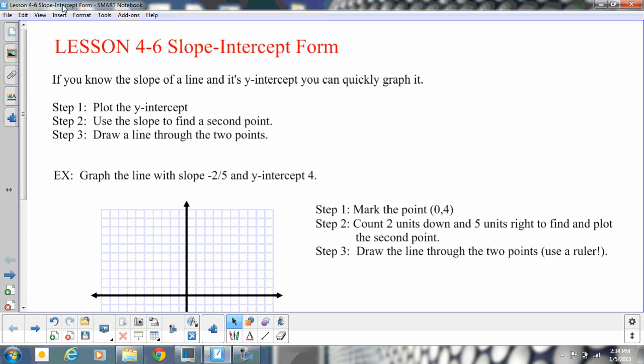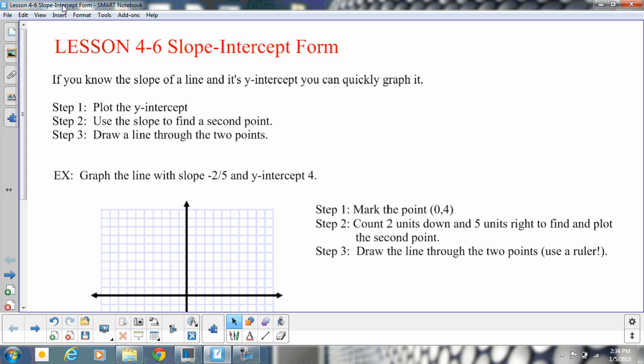Hi, 8th grade. Today I will be showing you a wonderful new way to graph the equation of a line. We're going to be learning something called slope-intercept form. The slope-intercept form of a line is something that will be very useful in your study of algebra. We're going to start with an example.